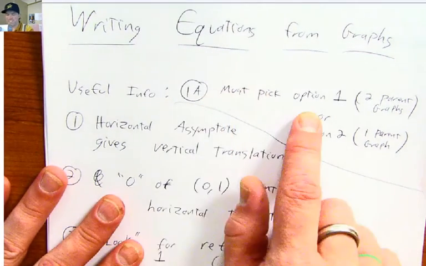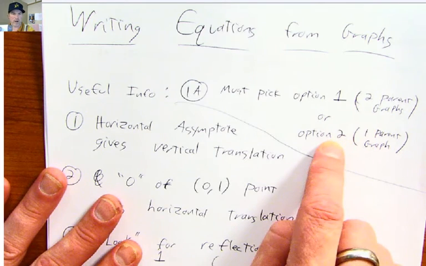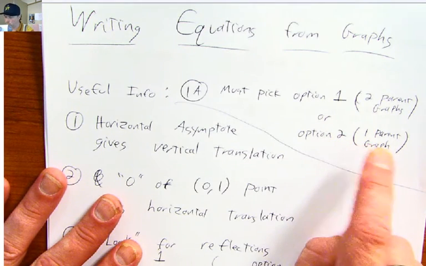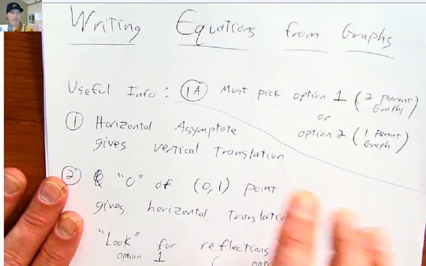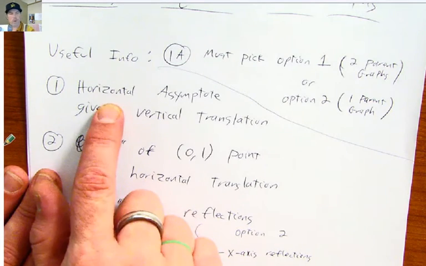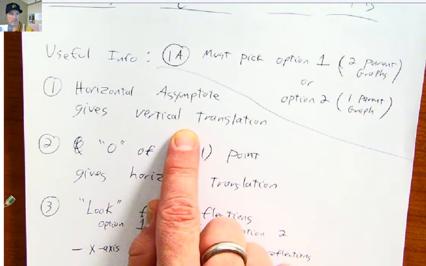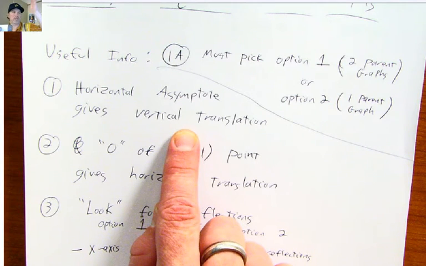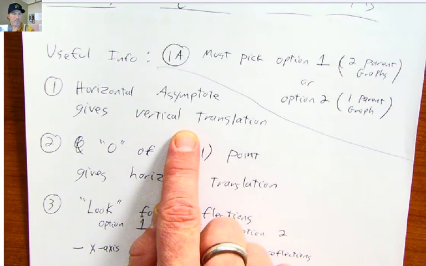First of all, you're going to want to decide if you're an option 1 type person, so you consider 2 parent graphs, or an option 2 person, so you consider 1 parent graph. Then, what I normally do is look at the horizontal asymptote. Wherever that horizontal asymptote is, that'll give you the vertical translation. If the asymptote's at y equals 5, it's going to be a vertical translation of 5, so it's going to be a plus 5 on the end.